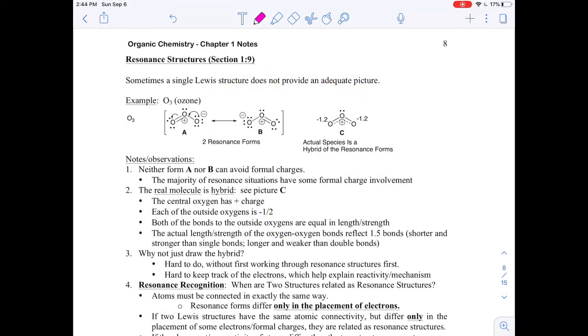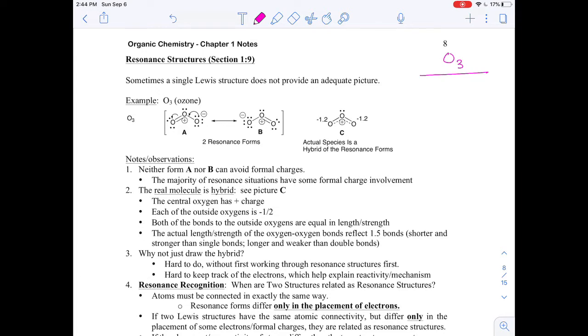All right, the other topic we need to look at is resonance structures. And it just says it right here. Sometimes a single Lewis structure does not provide an adequate picture because there's more going on. So the one that is shown here is O3. If I do it in a written out Lewis structure from scratch, this is kind of what it would look like. So I'd have O3 here, and you'd have oxygen.